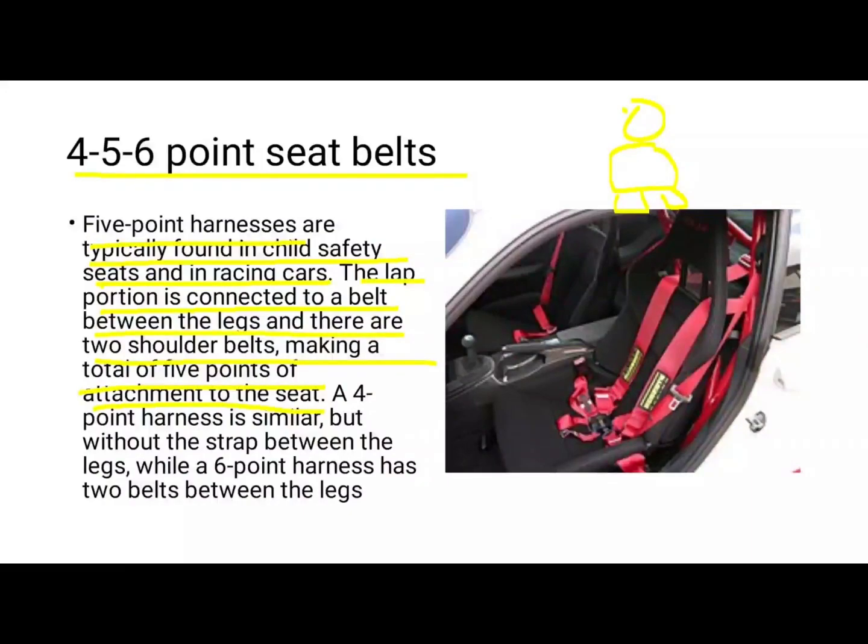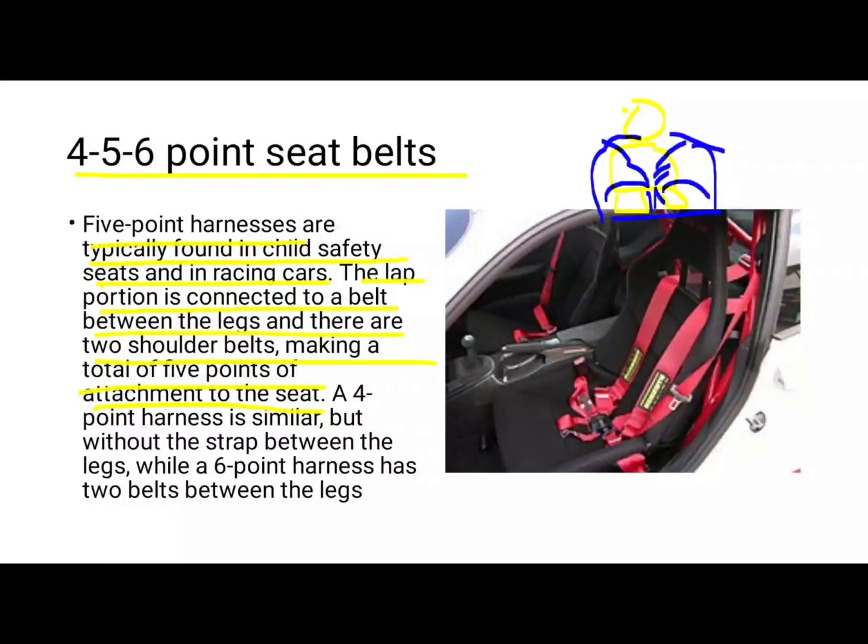So in a 5-point belt, what happens? What is a 3-point belt? This, okay, 1, 2, 3. This is the 3-point belt. But in a 5-point belt, what happened? There are 2 sash belts, one from here, second from here. Then 2 lap belts, and here it is connected, so it is like this. This is the 5-point belt.